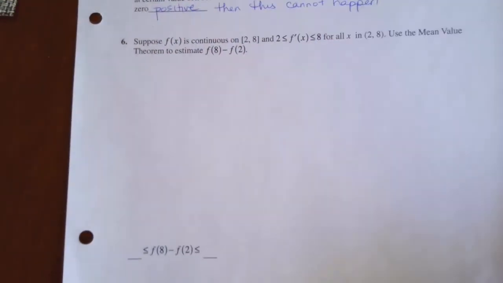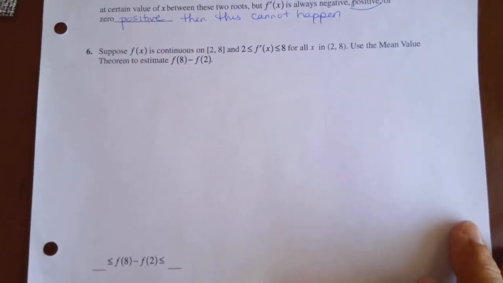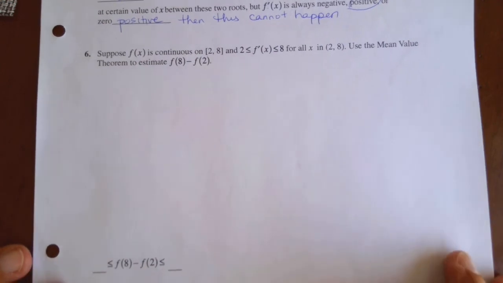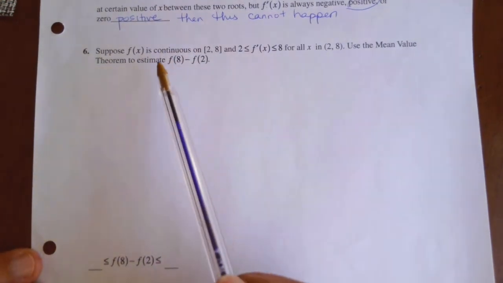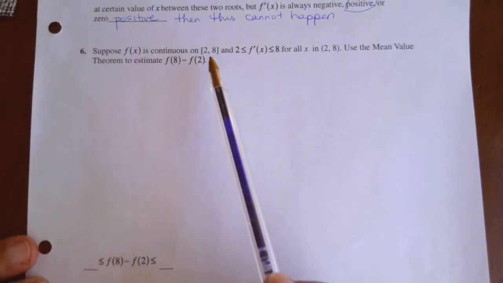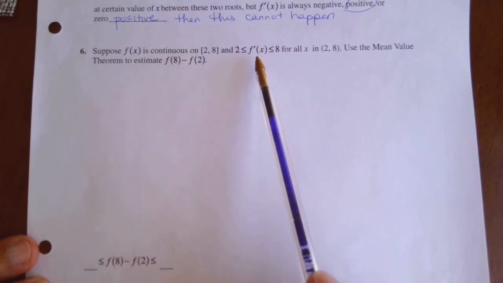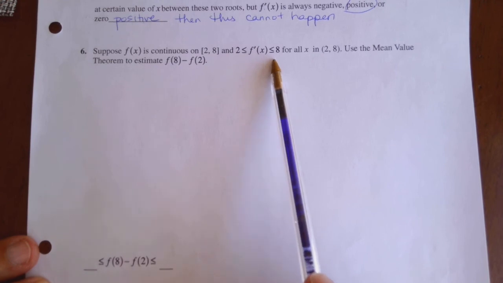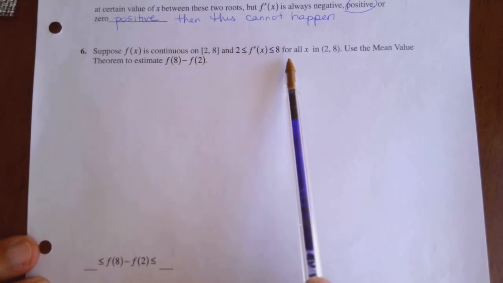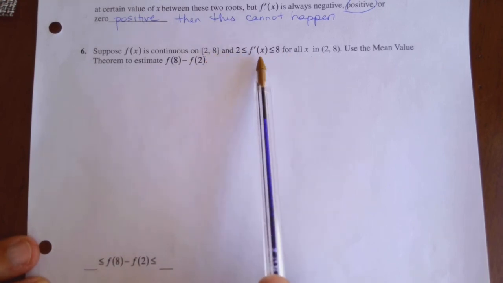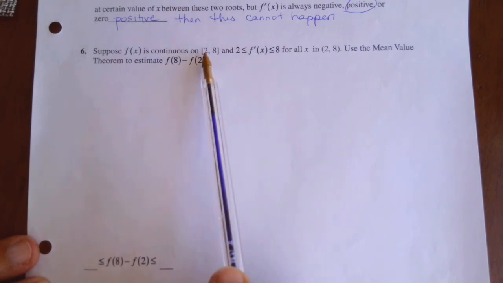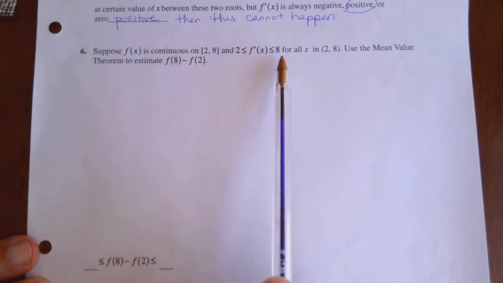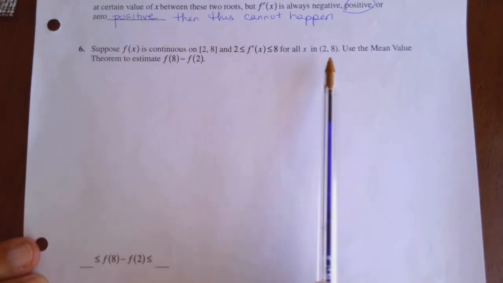All right, lastly, number 6. Suppose f of x is continuous on the interval 2 to 8, and the derivative of x is between 2 and 8. That doesn't always have to be true, okay? But in this case, they're giving you the same numbers. Sometimes these intervals will be different, so just pay attention to that.